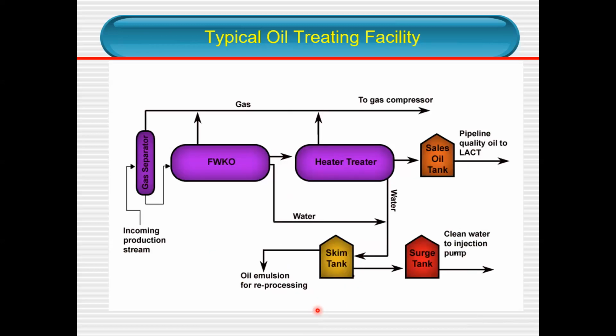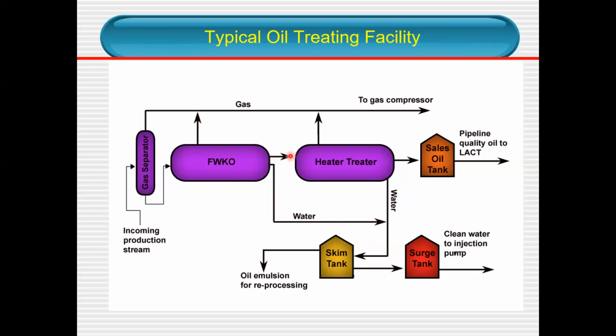These are the typical oil treating facilities. The incoming production stream here is coming from the production well itself. It goes to the gas separator. This is just a schematic. The gas also goes through processes before it goes to the gas compressor. And the water, or even I would say liquid, goes into the free water knockout. Here, the gas again goes through the same process, and the water goes for disposal.